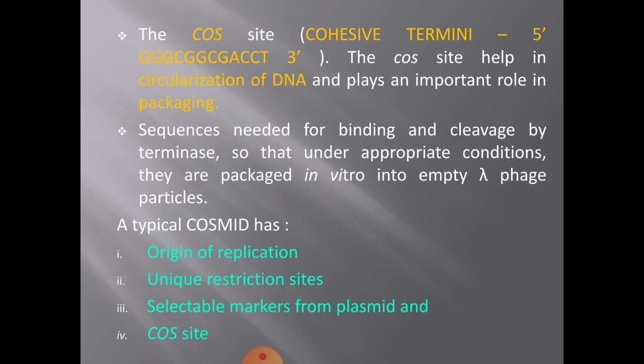Now, a typical cosmid should have one ori of replication because autonomous replication is needed. Then it should have unique restriction sites. Then it should have selectable markers from plasmid, and the cos site. So, these are the 4 requirements that a typical cosmid vector should have.